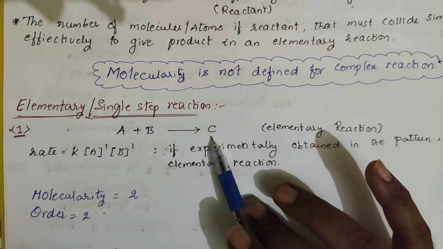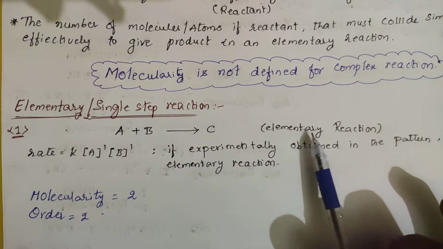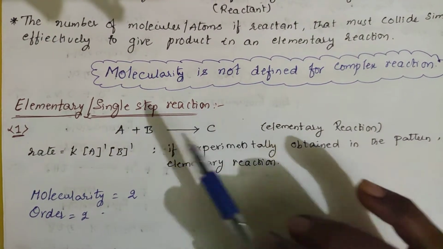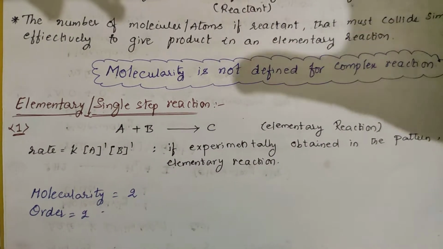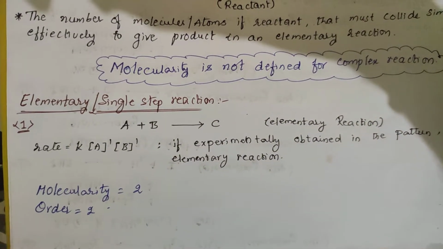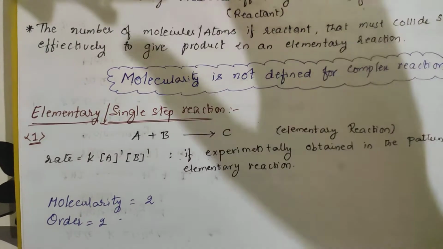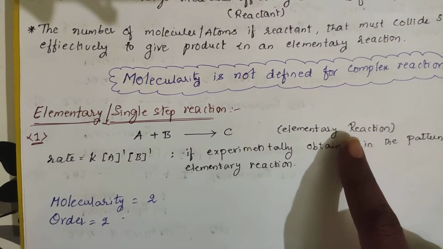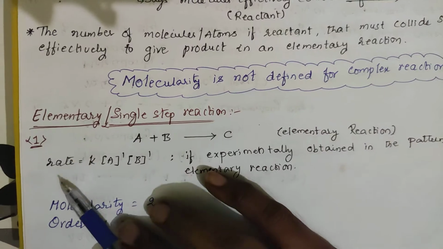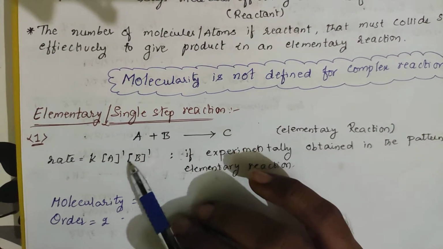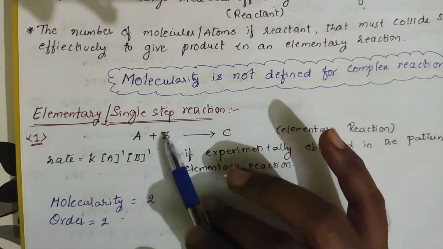A plus B is converting to C. This is the elementary reaction, meaning to form the C, only A plus B collision is enough. Again, there will be no intermediate formation between the reactants and products. It will form the product directly by the collision. That type of collision is called an elementary collision. Then how can you write the rate for this? Rate is equal to K, [A] power 1, [B] power 1.